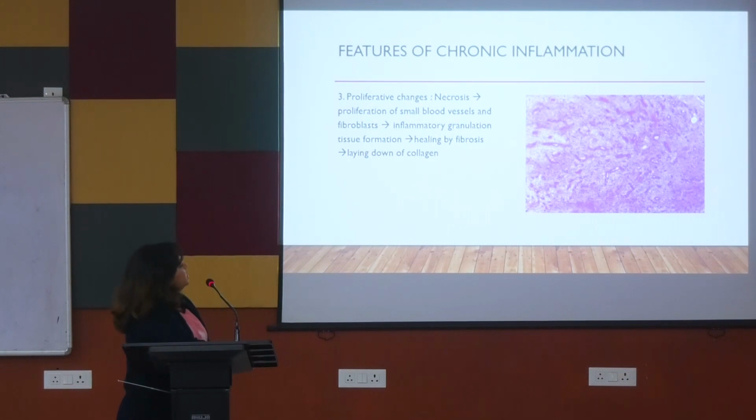So this is a granulation tissue actually. You can see these are the small blood vessels. You can see red areas. Can you see? There are some red areas. These are actually small blood vessels. And these multiple blue dots, these are the mononuclear cells, right? So there is necrosis, proliferation of small blood vessels and fibroblasts, granulation tissue formation, healing by fibrosis and laying down of collagen. So this is chronic inflammation. This is what you have to write.